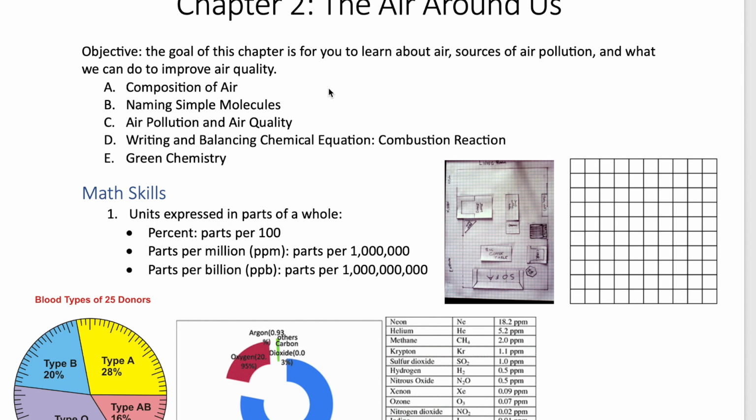Start with chapter 2 on everyday chemistry. This chapter will discuss the air around us and the different ways air helps us exist on Earth, as well as the types of air pollution and particles that contaminate the air around us.